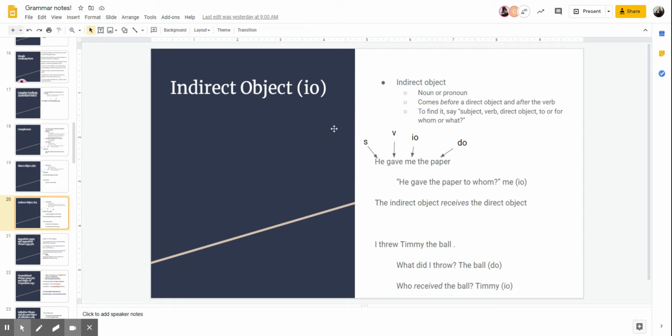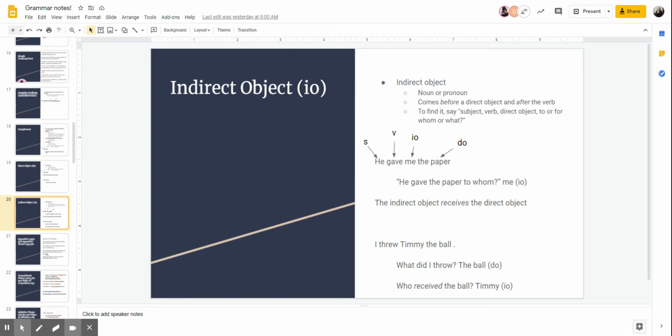Indirect objects are never the object of a preposition. I learned that when I was doing practice myself. An indirect object usually comes before a direct object, but after the verb. You find it by saying subject, verb, direct object, to or for whom or what.